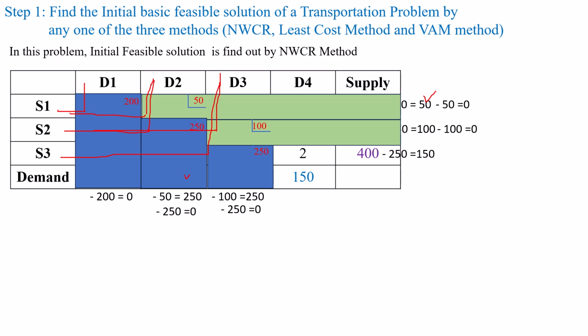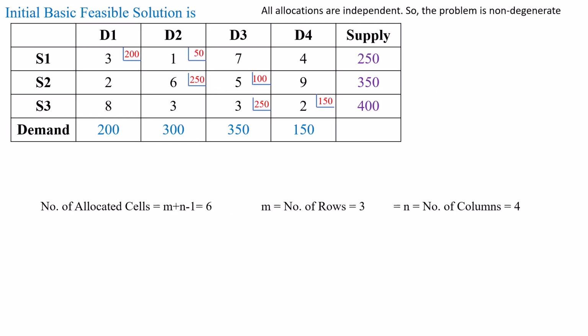Next, the final one, we have only one cell, that is the S3 row and D4 column cell. So here supply as well as demand have the same value, that is 150. So allocate 150 here. Then subtract 150 from the supply as well as the demand. So both become 0. So this is the initial basic feasible solution by applying the northwest corner rule.